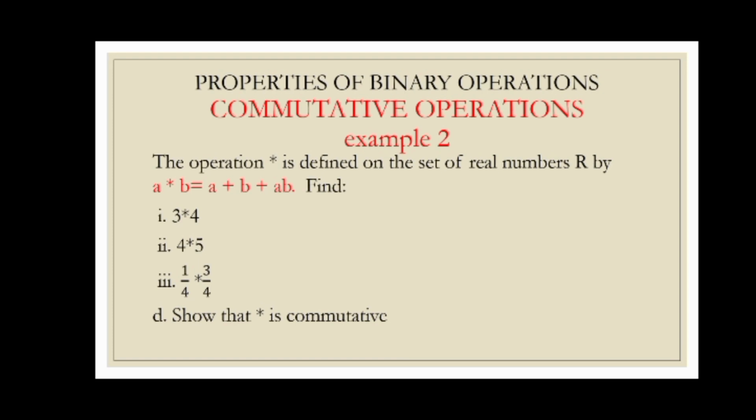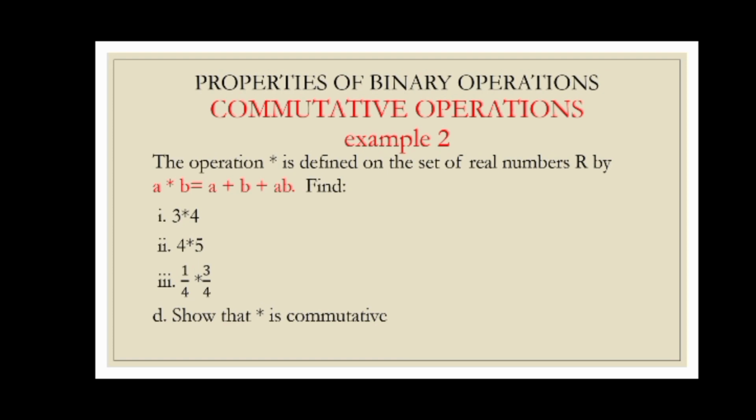The operation star is defined on a set of real numbers R by A star B equals A plus B plus AB. So that's the condition you are going to work with. Now you have to find 3 star 4, 4 star 5, then 1 on 4 star 3 on 4. Then you have to show that the operation star is commutative.